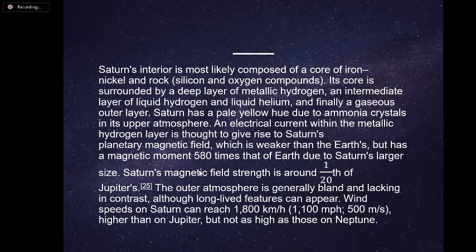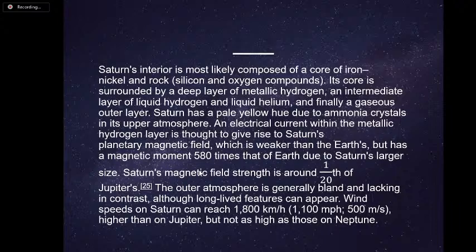Although long-lived features can appear, wind speeds on Saturn can reach 1,800 km per hour, or 1,100 mph, or 500 m per second, higher than on Jupiter but not as high as those on Neptune.